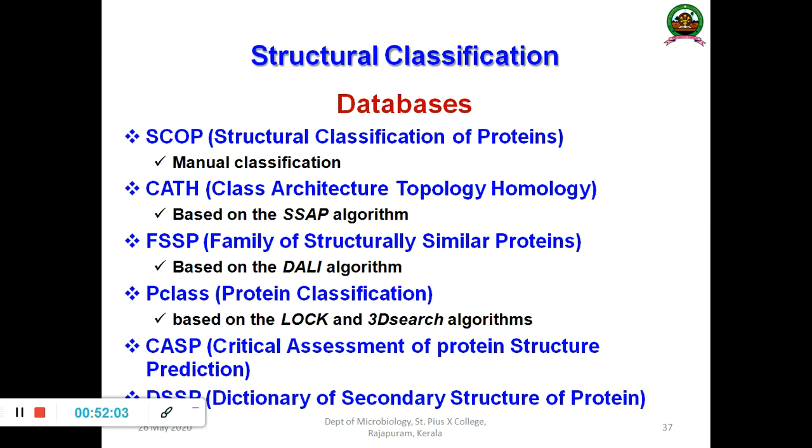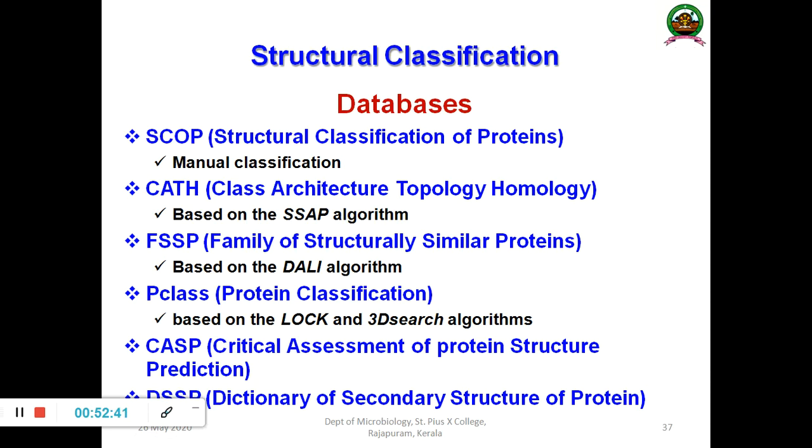And the next one, the structural classification. There are a lot of structural classifications of proteins in terms of advanced bioinformatics. Structural classification of proteins is known as SCOP. Similarly, class, architecture, topology, homology, you have CATH. Then you have the family of structurally similar proteins or FSSP. Then protein classification or P class. Then CASP, critical assessment of protein structure prediction. Then a dictionary of secondary structure of proteins, and many more. These are some examples of databases.